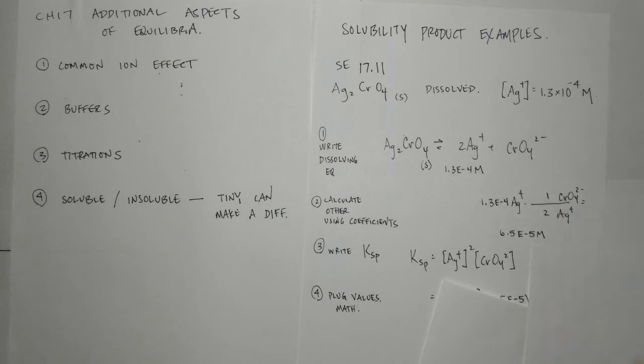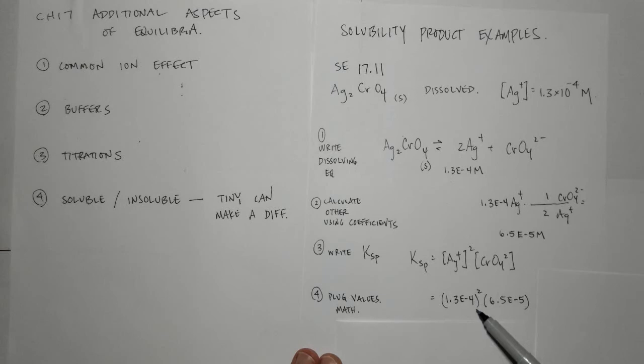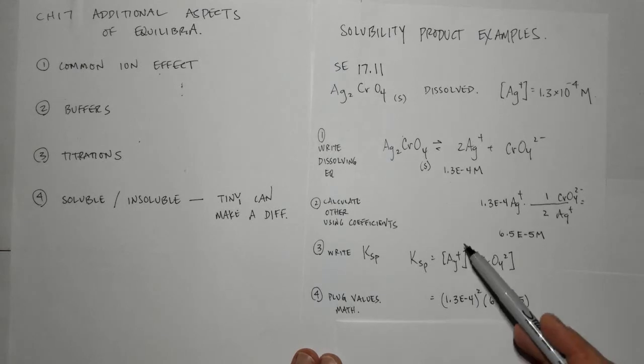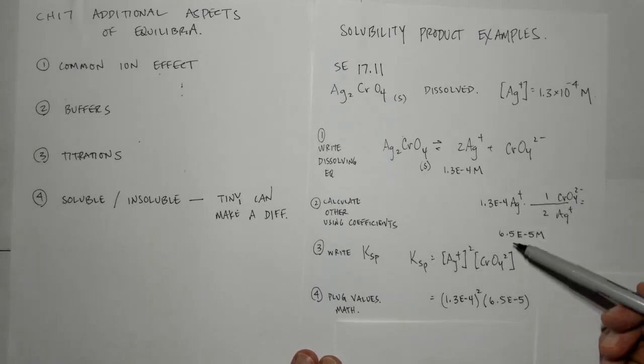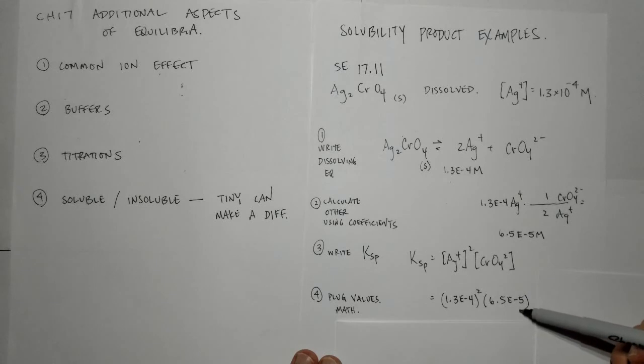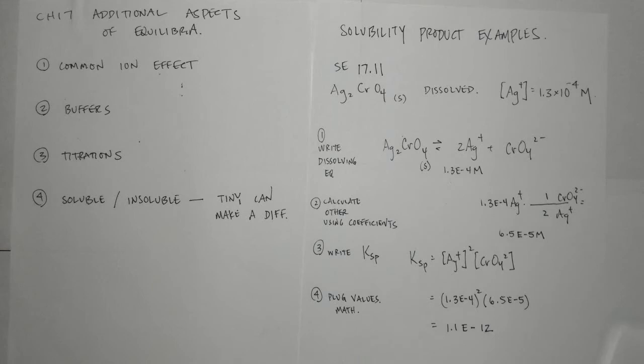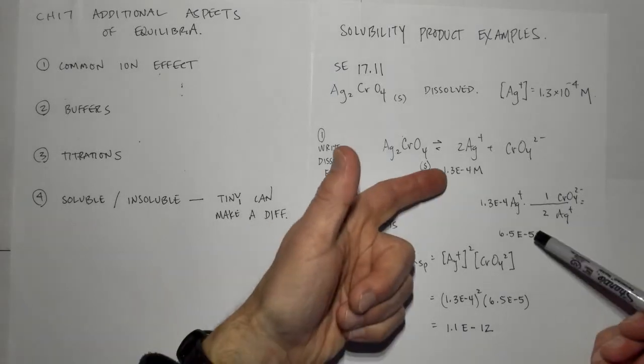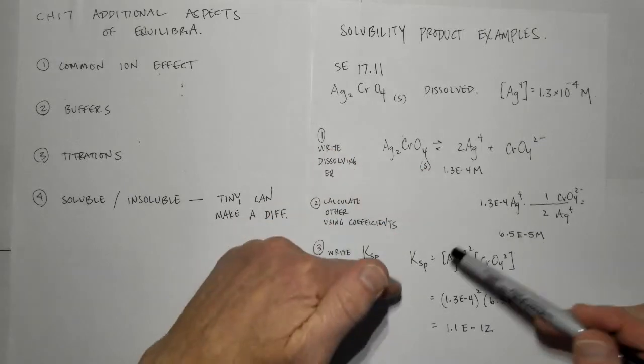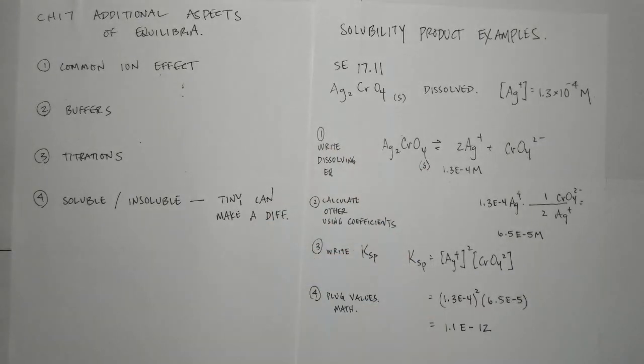And for silver, I'd plug in 1.3 times 10 to the negative fourth, square it, because there's a square here, and then for chromate, I'd put in 6.5 times 10 to the negative fifth, multiply it by this, and we end up with a Ksp of 1.1 times 10 to the negative 12th. So there's an example problem where they give you some solubility information and they ask you to find Ksp. Let's do a second example problem now.